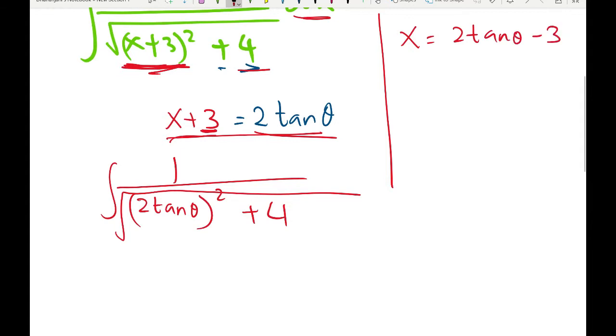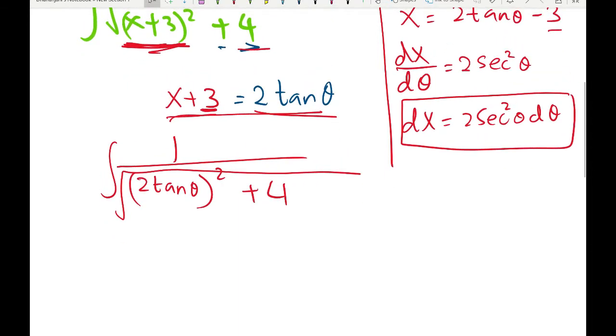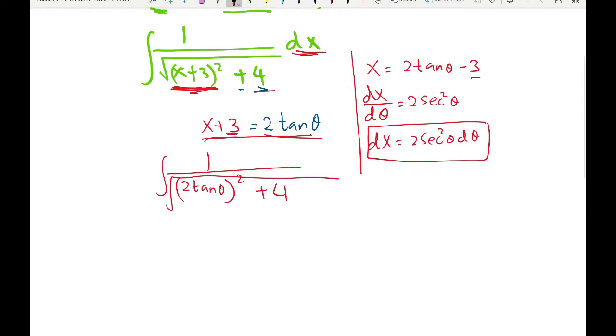Now you can differentiate x with respect to theta, right? That is why I took that 3 to the other side. So clearly you can do that very easily. It's straightforward from here to take the derivative. So derivative of x with respect to theta. The derivative of 2 tangent theta is 2 secant square theta. Derivative of negative 3 is 0, right? Derivative of a constant is 0. Okay, so then here dx is 2 secant square theta d theta. So we have all the details now. So let's replace it here. Instead of dx, I replace 2 secant square theta d theta.